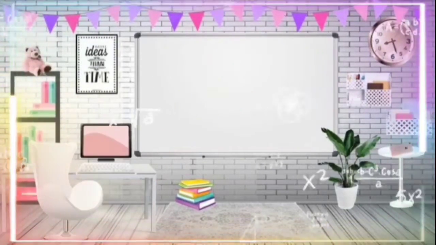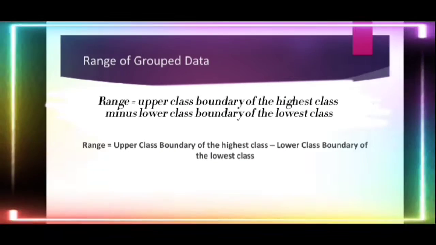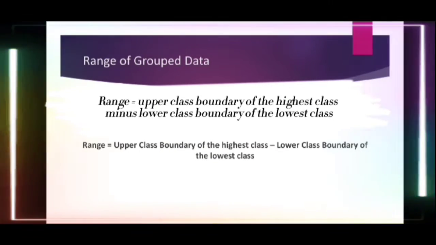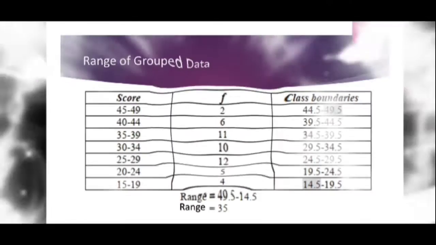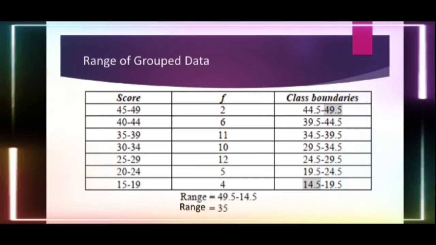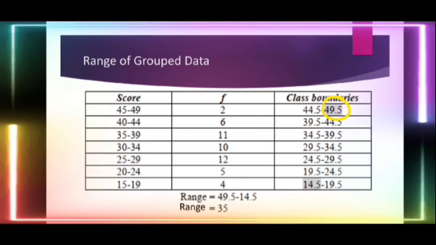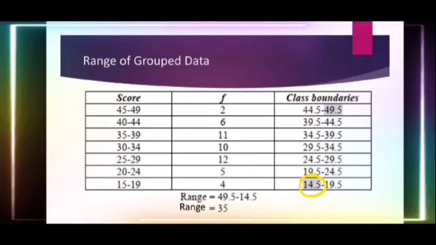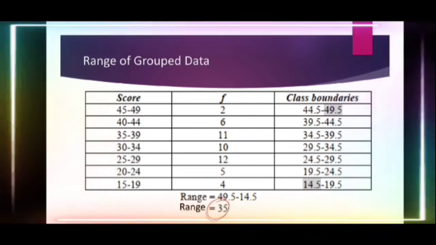So let's proceed now to our next topic, which is the measures of variability of group data. To solve for the range, subtract the upper class boundary of the highest class and the lower class boundary of the lowest class. See, for example, in this group data, the upper class boundary of the highest class is 49.5 and the lower class boundary of the lowest class is 14.5. Subtract the two, therefore the range is 35.